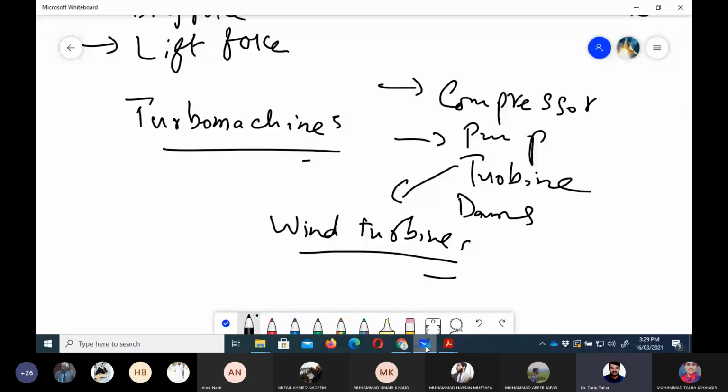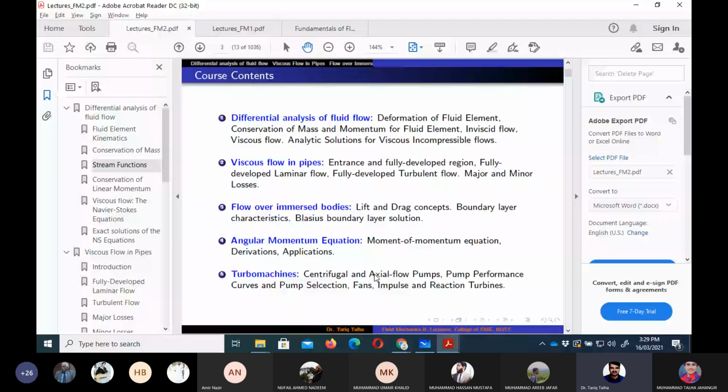Okay, so I was discussing the course content. In chapter number 6, we are going to discuss the viscous flow and the equations which govern the viscous flow, which are the Navier-Stokes equations. We are going to discuss its derivation by the conservation of mass and momentum for the fluid element, and then we would discuss the solution for the Navier-Stokes equation for some simplified cases, like laminar flow through a pipe and laminar flow through a duct.